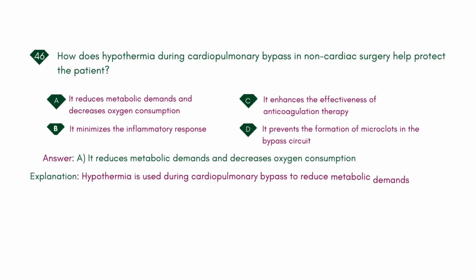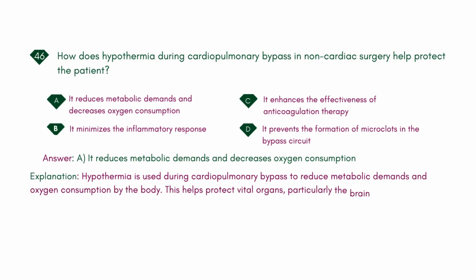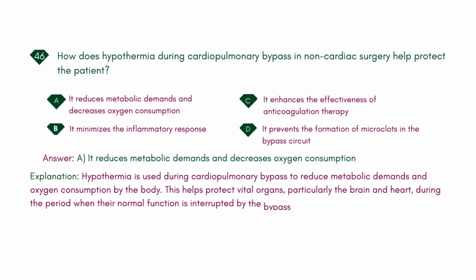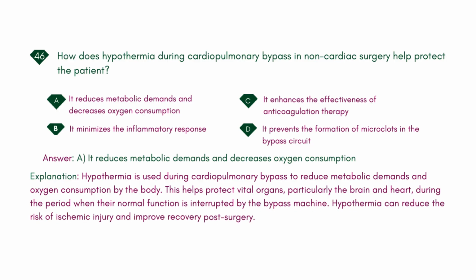Explanation: hypothermia is used during cardiopulmonary bypass to reduce metabolic demands and oxygen consumption by the body. This helps protect vital organs, particularly the brain and heart, during the period when their normal function is interrupted by the bypass machine. Hypothermia can reduce the risk of ischemic injury and improve recovery post-surgery.